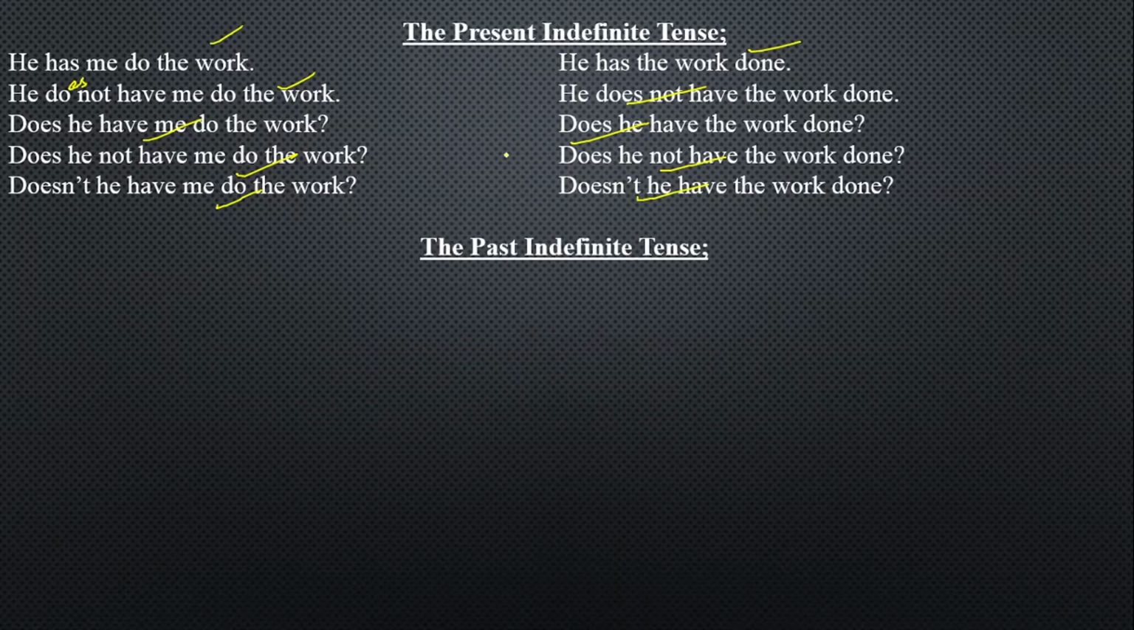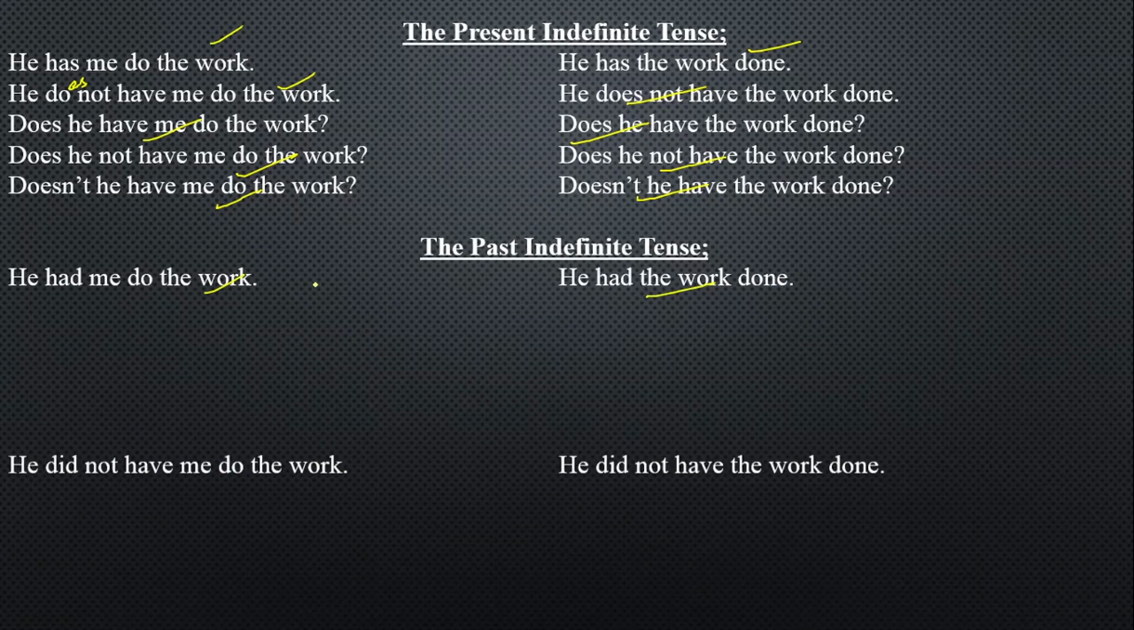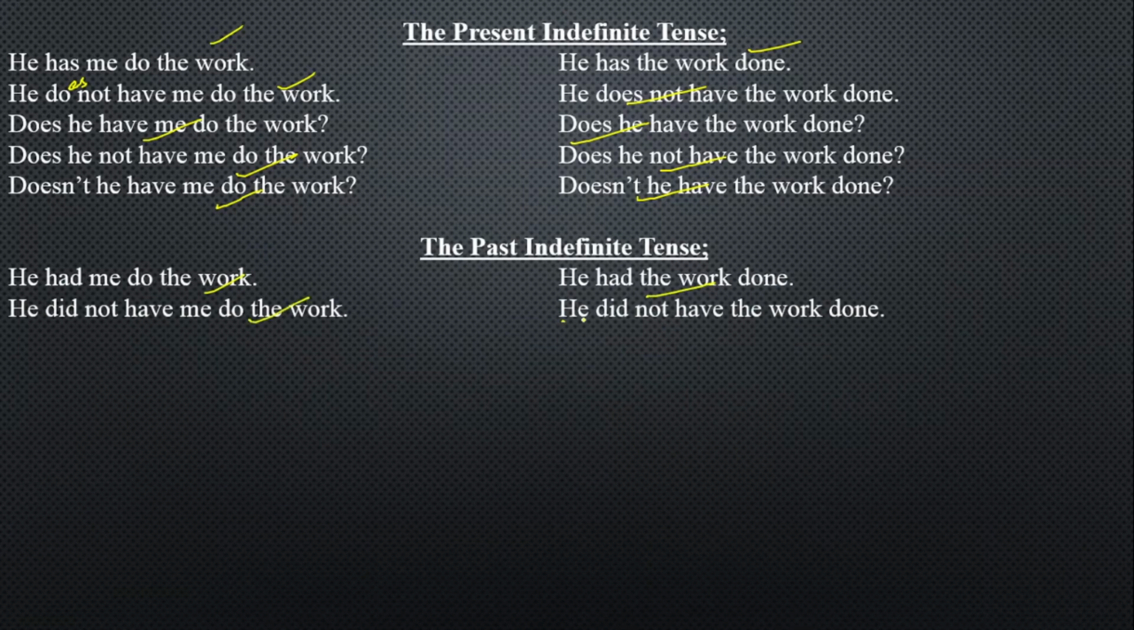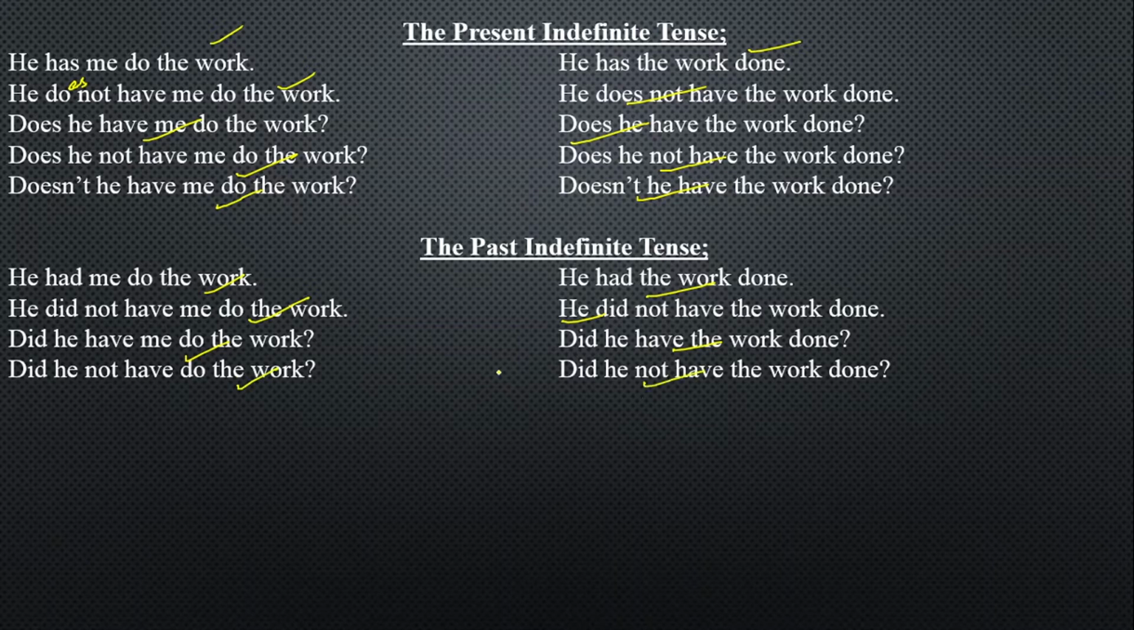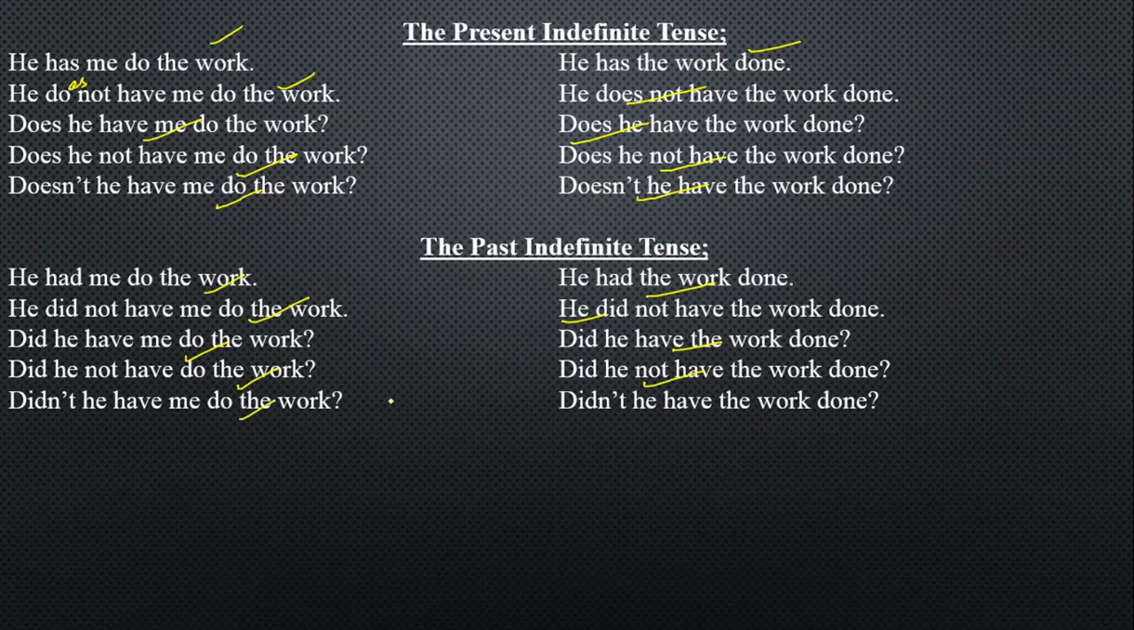We have got the past indefinite tense. He had me do the work, he had the work done. He did not have me do the work, he did not have the work done. Did he have me do the work, did he have the work done? Did he not have me do the work, did he not have the work done? Didn't he have me do the work, didn't he have the work done?